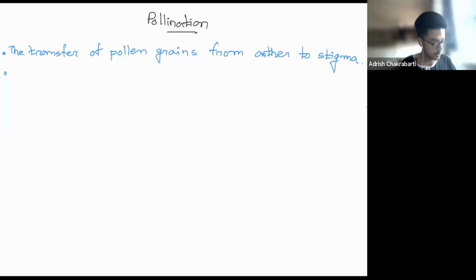So pollination is a mechanism to achieve the objective. What is the objective? The transfer of pollen grains shed from the anther to the stigma of a pistil is termed pollination. Okay, so next, coming to the kinds of pollination.